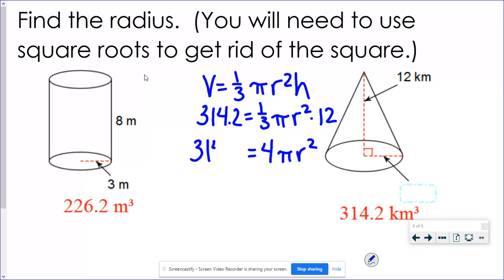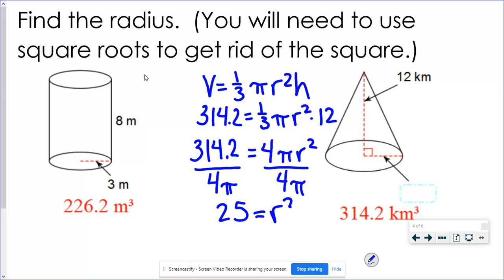Now, if that does not seem comfortable for you, you can take it in separate steps. You could multiply both sides by 3 to get rid of the 1/3, and then you could divide both sides by 12. But I promise it's doing the same thing. So right now, I'm going to divide by the 4 and by the pi, 2 separate steps. Please do that in your calculator. 314.2 divided by 4, hit equals, divide by pi, hit equals. This is almost exactly, again, rounding, it's going to be 25.